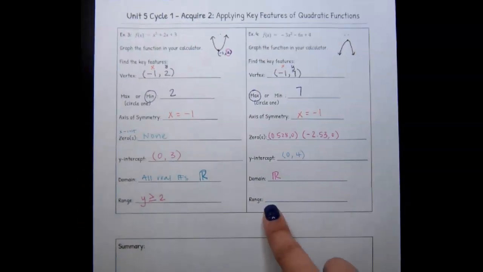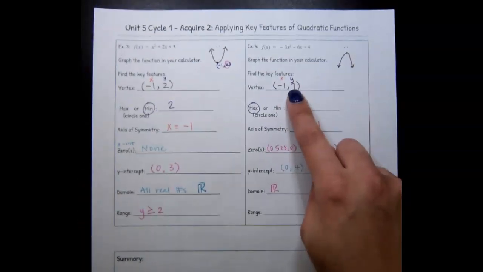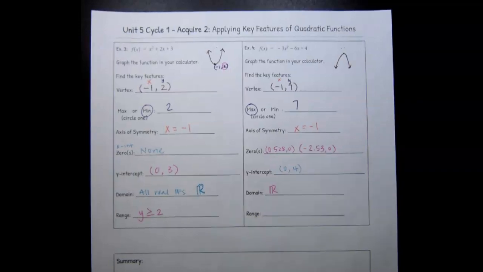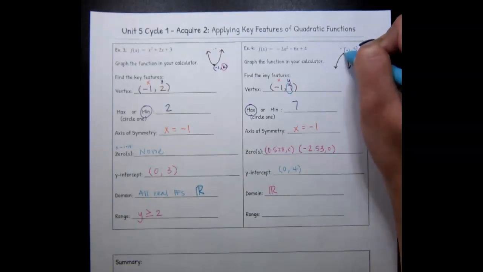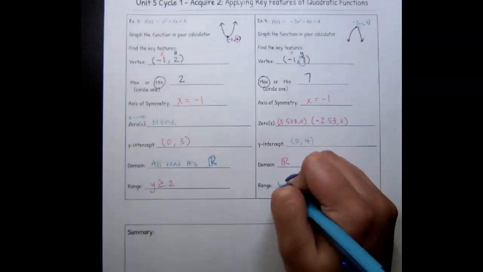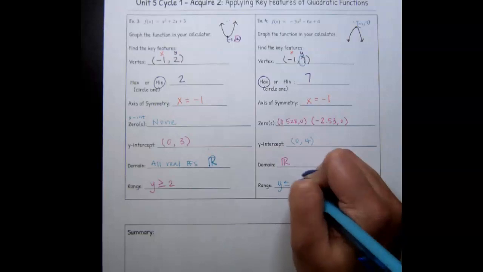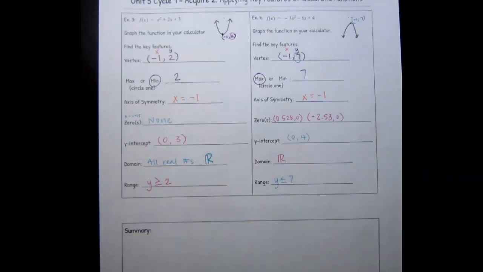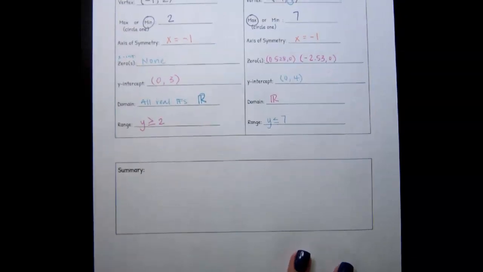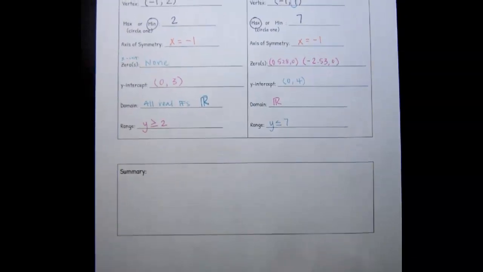Now the range comes from that y value, because the range is the y value. Well, my y value is 7, right? Negative 1, 7 up here. So this is 7. It doesn't go any higher than 7. So it's 7 and below. So my y value this time is less than or equal to 7 because it doesn't get any higher than 7. Don't forget to do your summary and work on your apply.